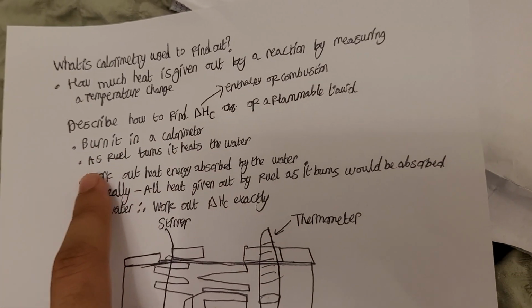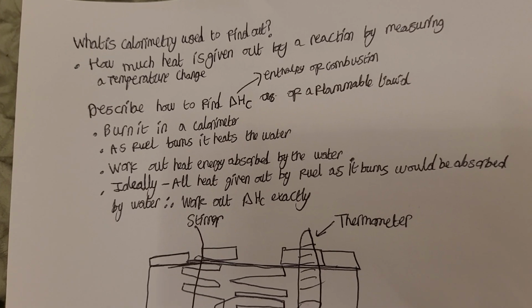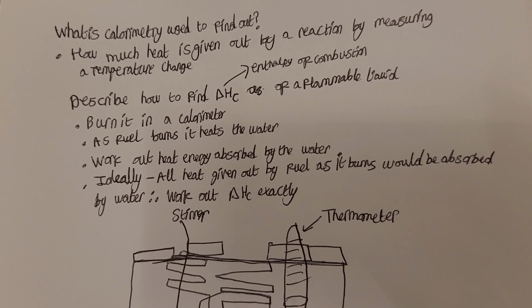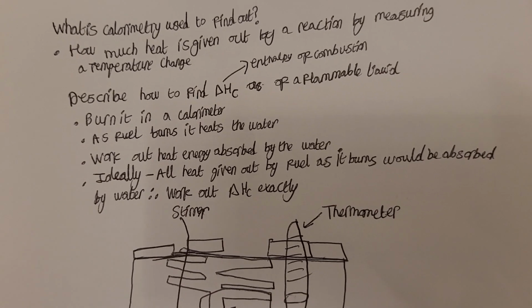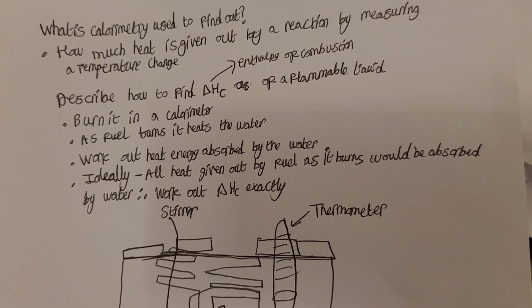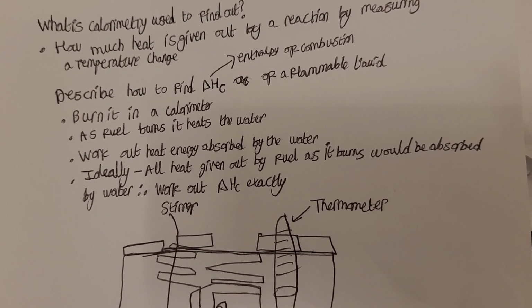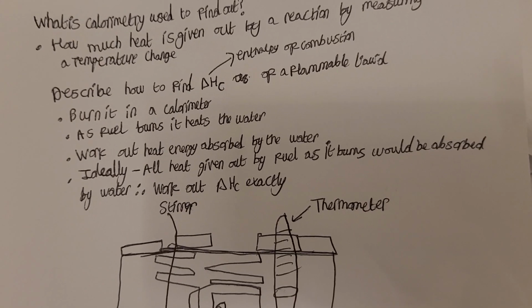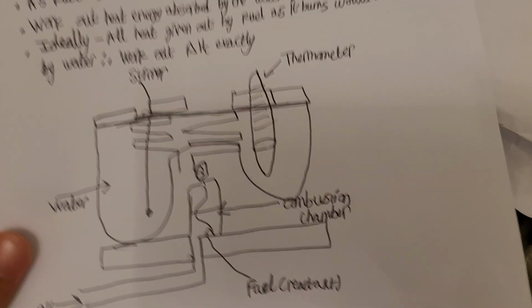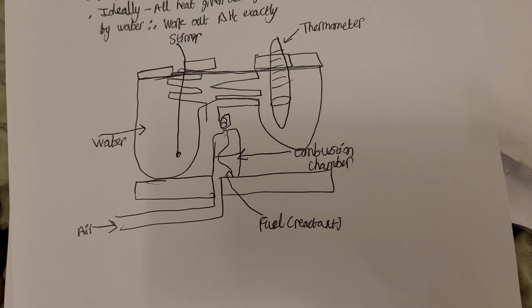Burn it in a calorimeter. As fuel burns, it heats the water. Work out the heat energy absorbed by the water. Ideally, the assumption is all heat given out by the fuel as it burns in the calorimeter would be absorbed by the water, and therefore we can work out the enthalpy of combustion exactly. However, that's not true.